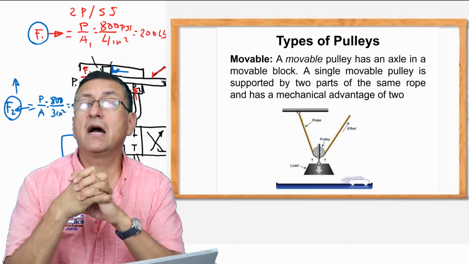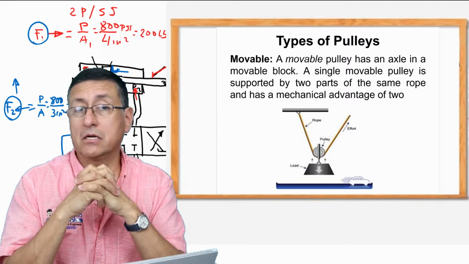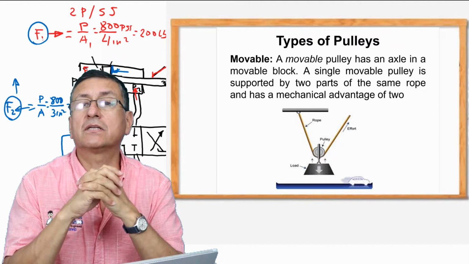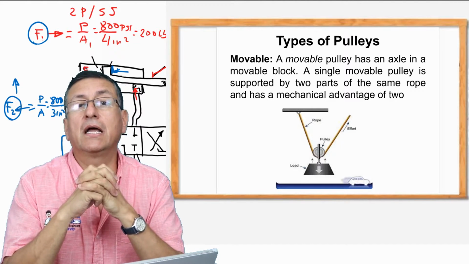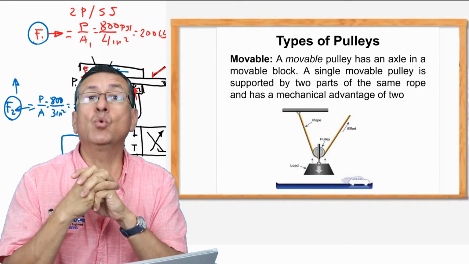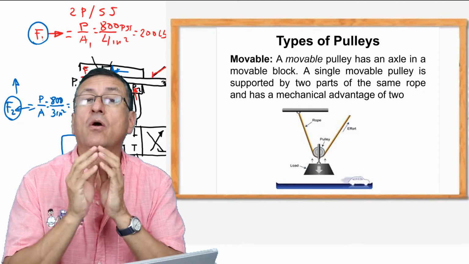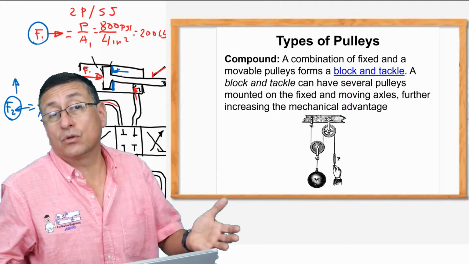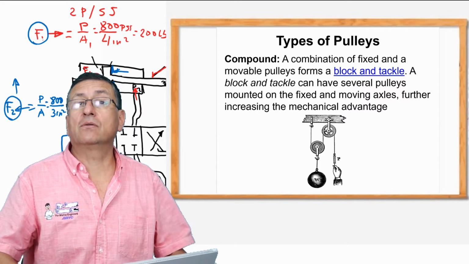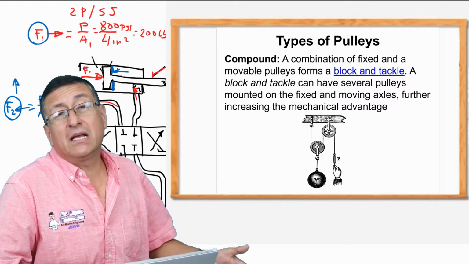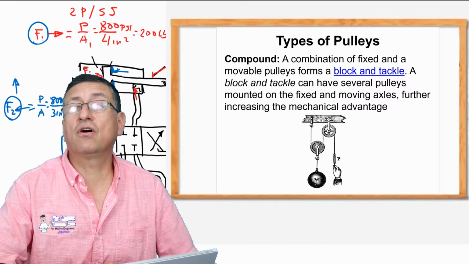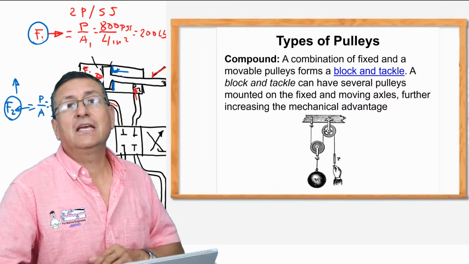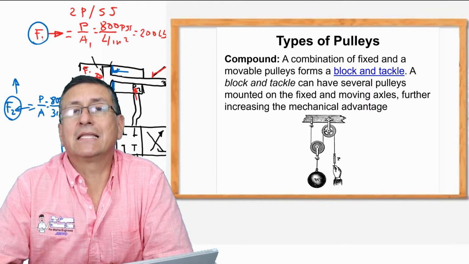A movable pulley has an axle in the movable block. A single movable pulley is supported by two parts of the same rope and has a mechanical advantage of 2. Right now we are going to understand what is the meaning of a mechanical advantage and why it is 2 or 3 or 4. And this is a compound. Basically, a compound is a combination of fixed and movable pulleys. That compound is also called block and tackle.